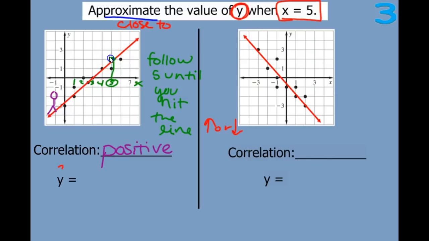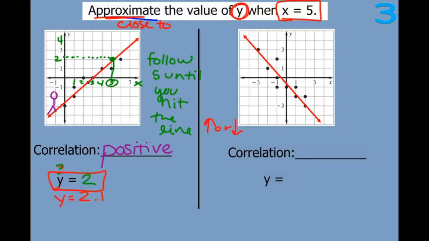Wherever I hit the line, I'm going to follow it over to the y-axis because we want to find out what is y. Well, this one, 1, 2, 3, 4, y is at almost exactly 2. If your line was a little bit up like mine is and you put 2.1, that's okay. But you only need one answer. These are both okay answers because we're approximating. It's not going to be exact.